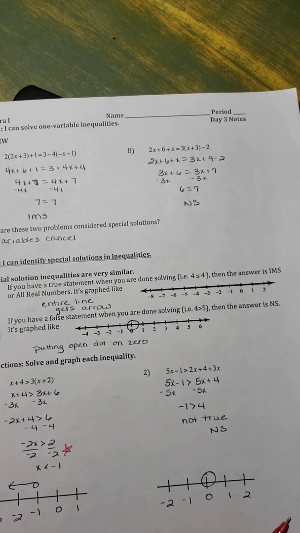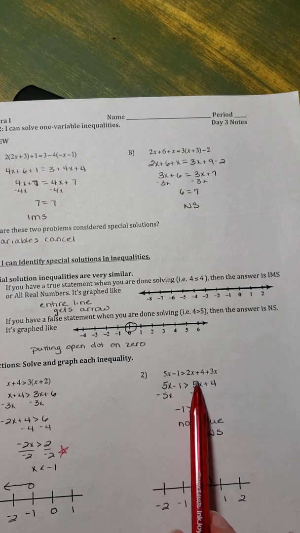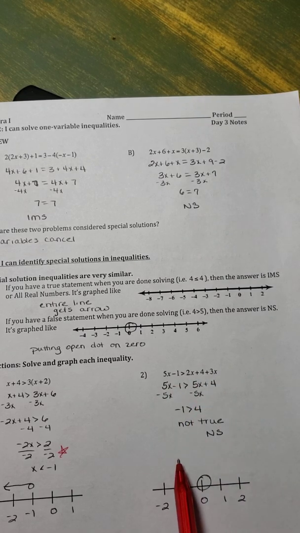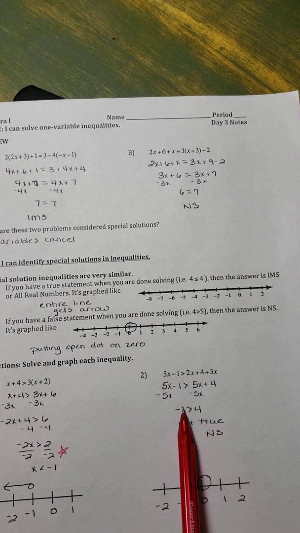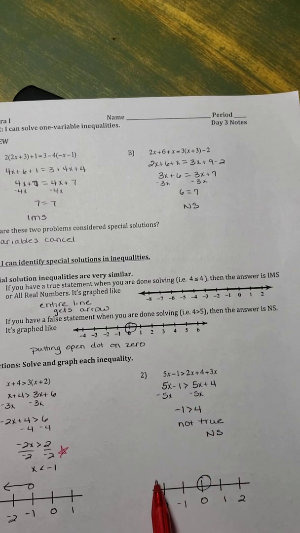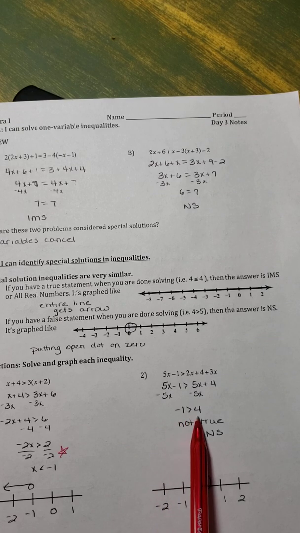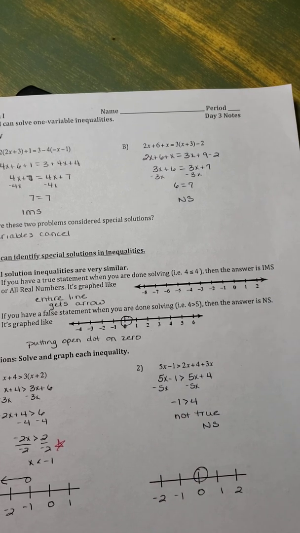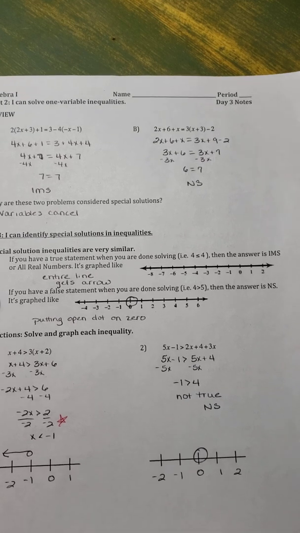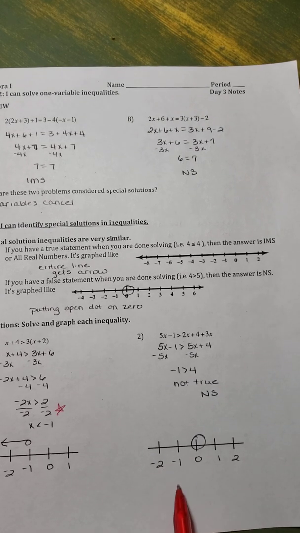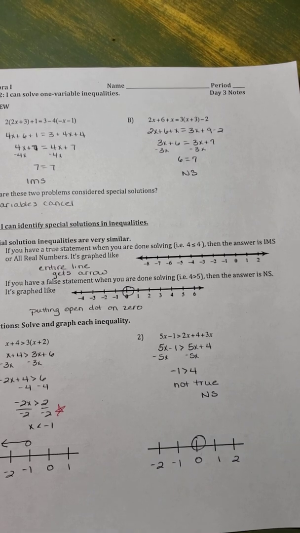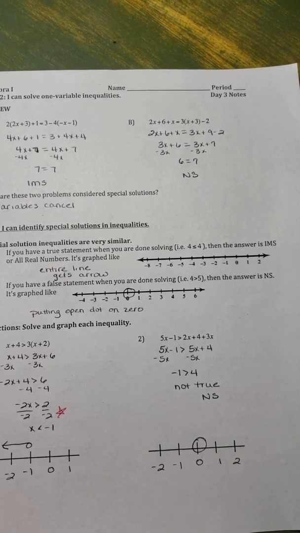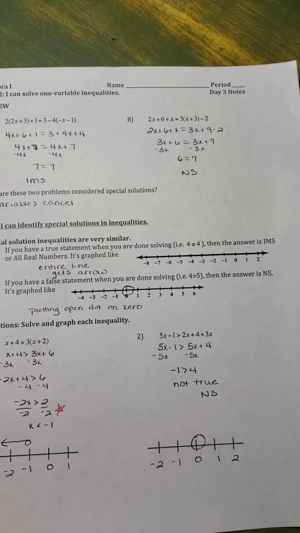If we move to example 2, you combine the like terms on the right-hand side, we end up with 5x plus 4. Subtract your 5x over, so we can move all of our x's to the same side. We end up with the statement that negative 1 is greater than 4. Well, that's not true. That's considered no solution. So you'll notice I just made a basic number line, and I put an open dot on 0 just to let myself know I didn't forget to make my number line, but there's no numbers that make the solution true.